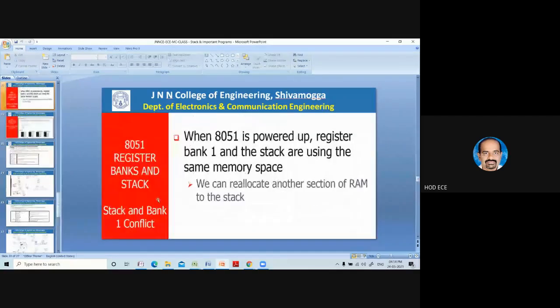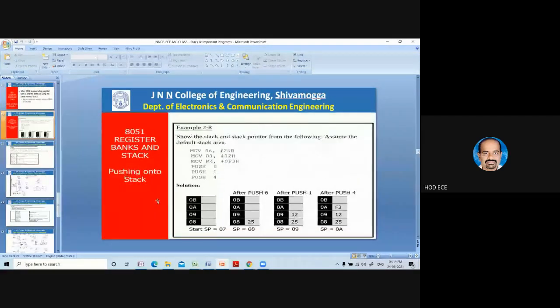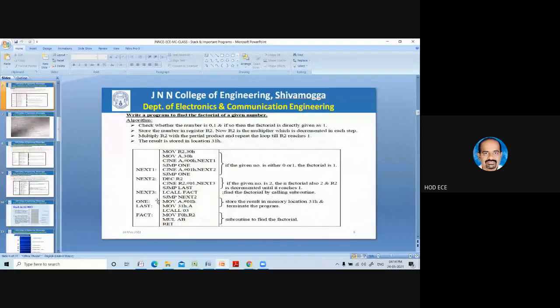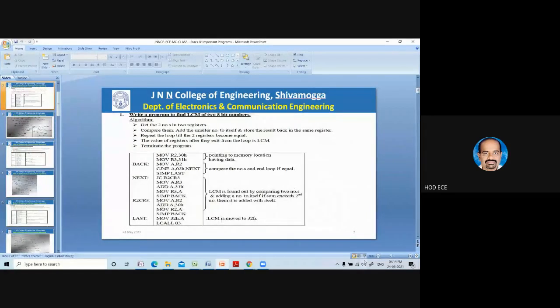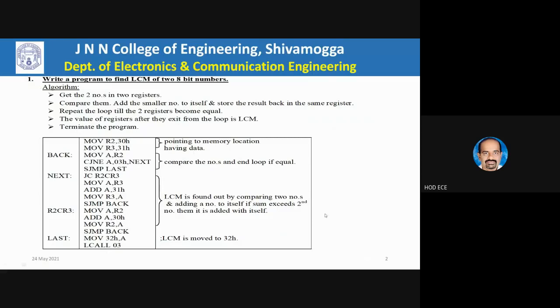So here there is the example for you. Get the two numbers in two registers, compare, add the smaller number to itself, store the result back in the same register. Repeat the loop until two registers become equal. The value of registers after the exit from the loop is LCM. So move R2, 30H, move R3, 31H. So 30H is containing 5, 31H is containing 2.